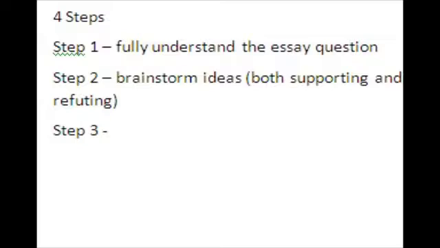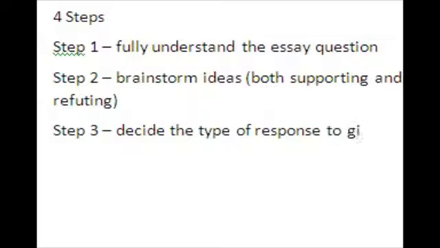Now after you've done the brainstorming, step 3 is to decide on what style of essay you're going to write. Are you going to write an essay that supports what's been given in your question, or are you writing an essay that refutes it? So step number 3 is to decide the type of response to give.